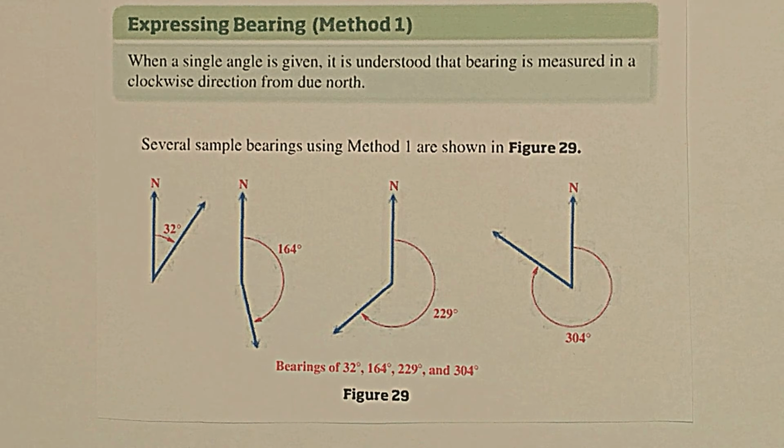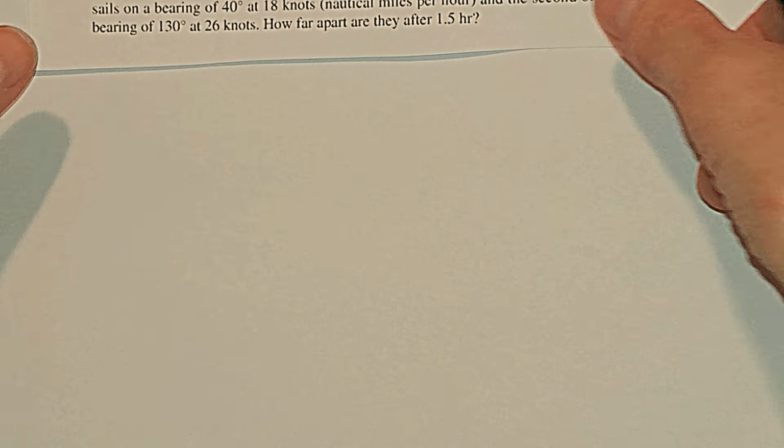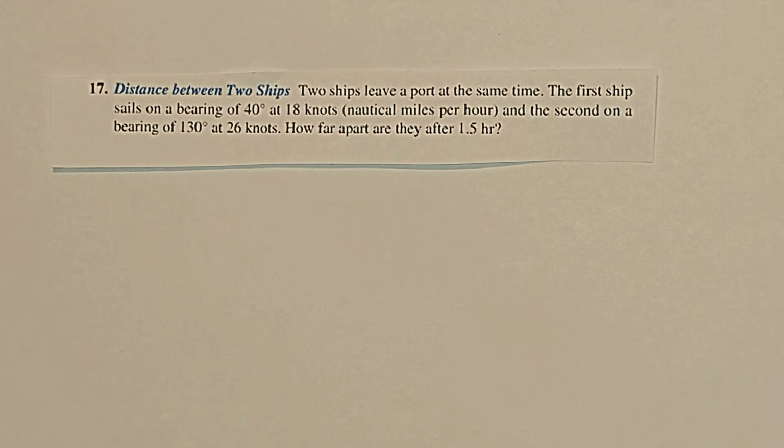So here's an example using method one. And here is an example right here that we're going to look at. Let me adjust this a little bit. Okay. So this says, two ships leave a port at the same time. The first ship sails on a bearing of 40 degrees. And the fact that they just gave us one angle says that we know they're using method one and that it starts from the north in a clockwise direction.